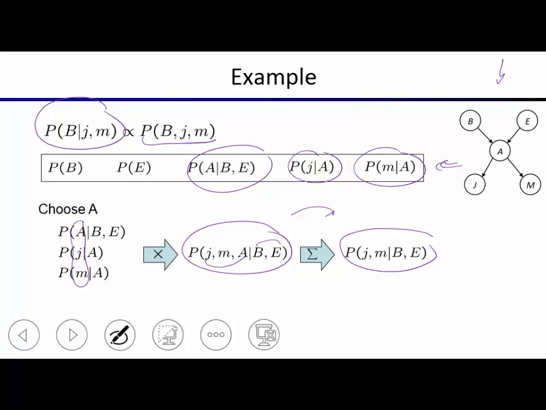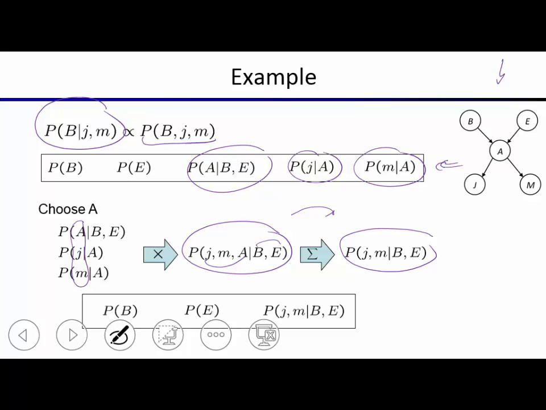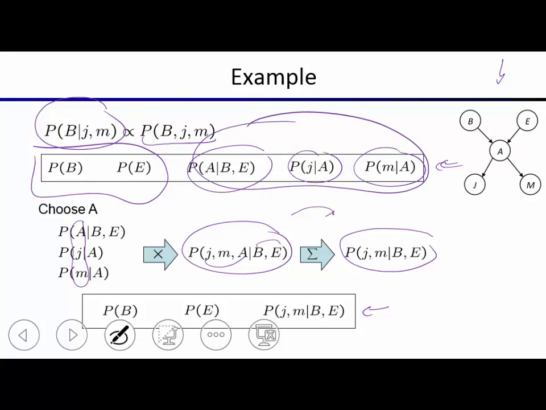All right, that's our first variable we eliminated, A. Okay, we're now left with these three factors over here. What are those? It's the two we didn't use yet that were just transferred over. And then these three were used, and instead, we're ending up with just this one factor here as a result to substitute for those three original ones.